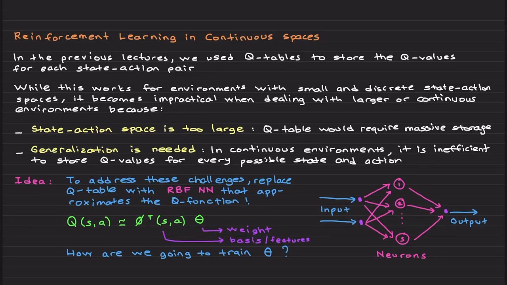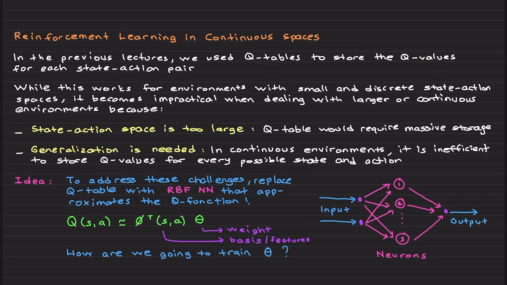Welcome back. We are ready to start reinforcement learning in continuous spaces. For this, we will need neural networks, which was the last lecture. And I would like to say, in the previous lectures on dynamic programming and reinforcement learning, we used Q tables to store the Q values.